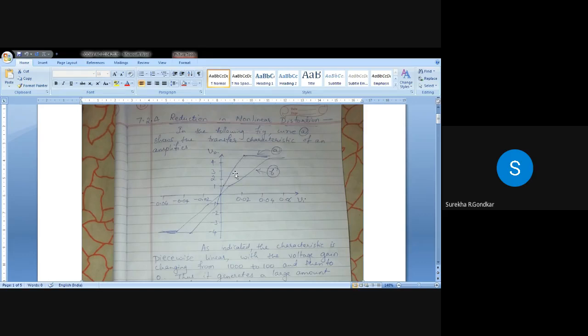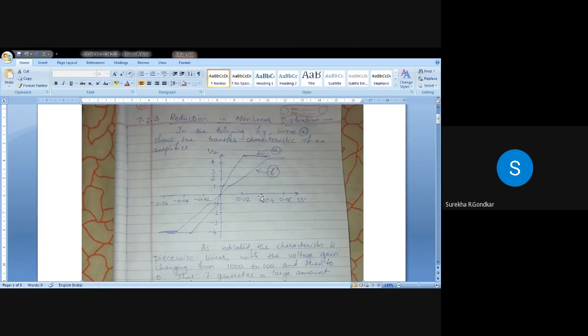Here the slope is very high, very large. Here the change in the output voltage for the corresponding change in the input voltage is more. Also you can see the curves are very steep. So if you want to increase the linearity of this curve, then you have to reduce the slope of these segments, correct? So these line segments' slope has to be reduced, and that is possible by using negative feedback.